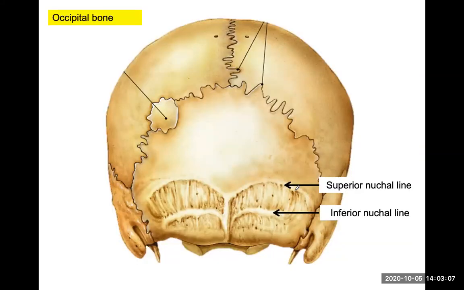This view is the posterior view of the skull. This is your occipital bone right here. These are your two parietal bones, and then on the side you have your two temporal bones.